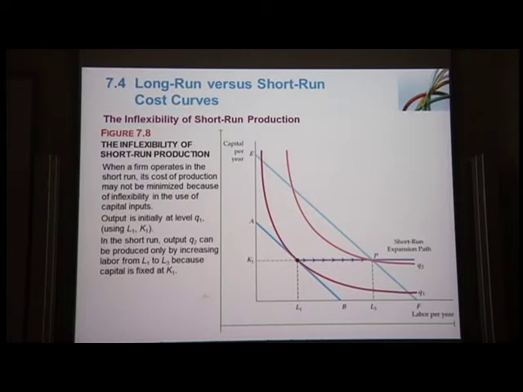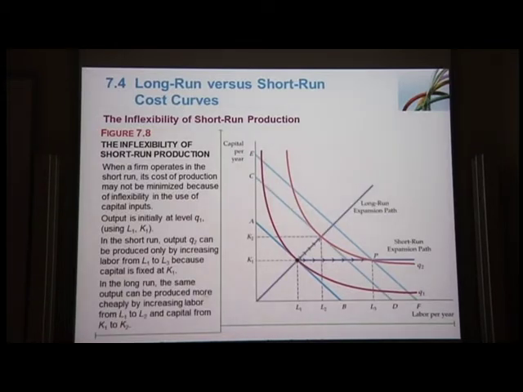Now what happens in the long run? Now you have to compare. In the long run, the same output, that means Q2, can be produced cheaper by increasing labor from L1 to L2 and capital from K1 to K2, okay? And that is where the isoquant Q2 is now tangent to isocost CD, which is a lower cost than EF. That means to produce Q2 costs less in the long run than in the short run.